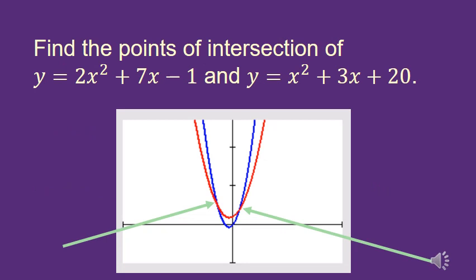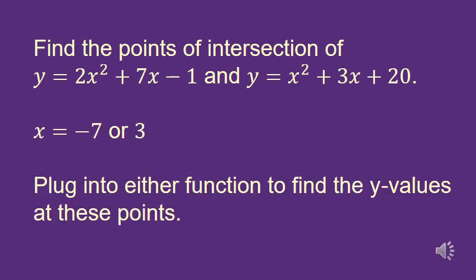But we're not quite done, because we're trying to find the points of intersection. And that means I'm looking for both x's and y's. So far I figured out that x could be negative 7 or 3, but I've got to figure out the y's that go with them at those points. And all I'm going to do to figure out those y's is just go back to whichever of those original functions looks easier, doesn't really matter, and plug those two numbers into that function to figure out what y's got to be.